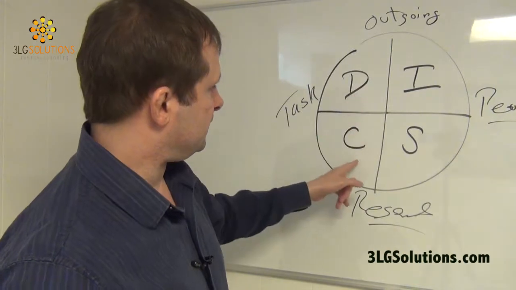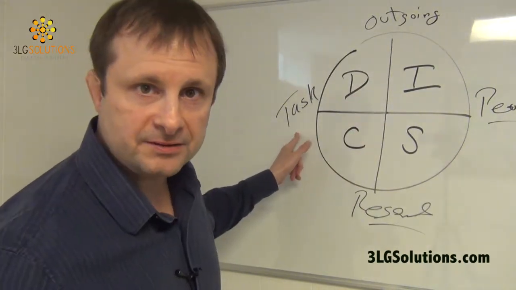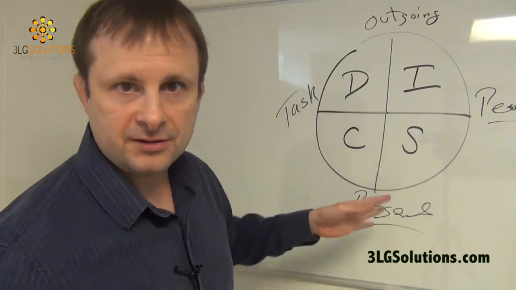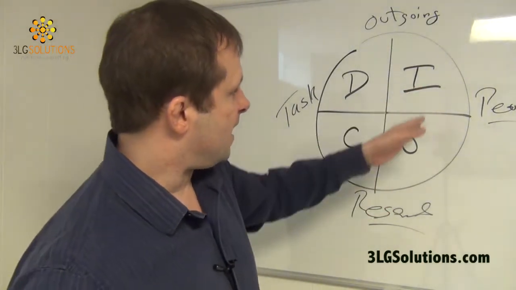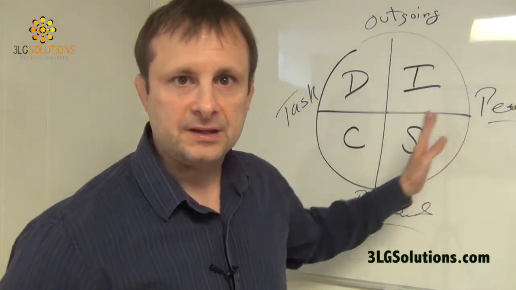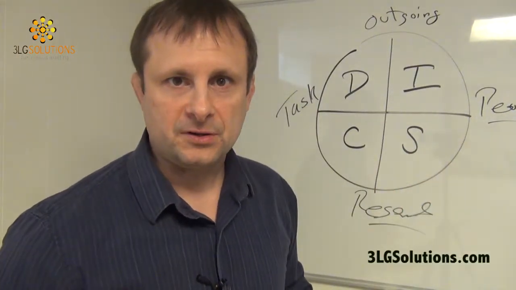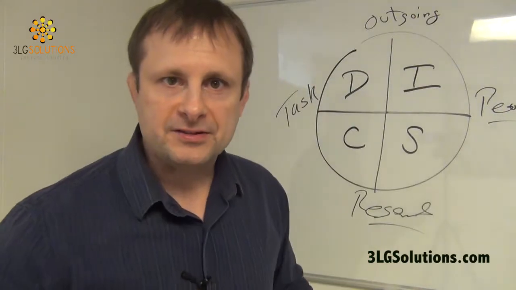So you got the D and the C, which are task-oriented. These are the people that get it done first, then they talk about other things. Then you have the I and the S, and they're more people-oriented. They're going to talk about people, then they'll move on to something else. Okay, so with all this, it kind of makes sense.